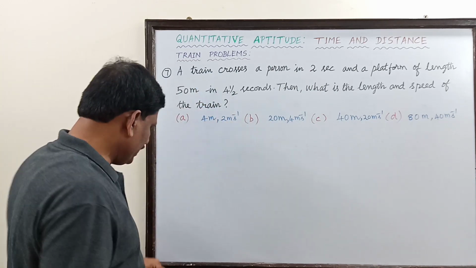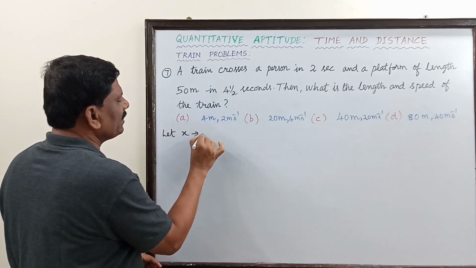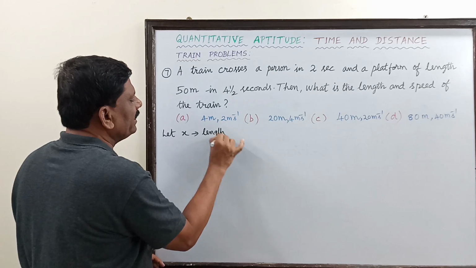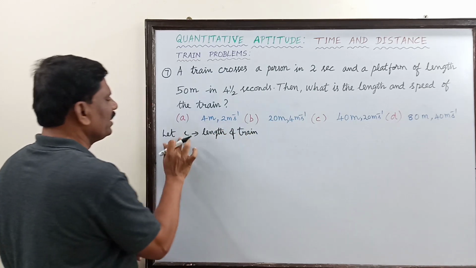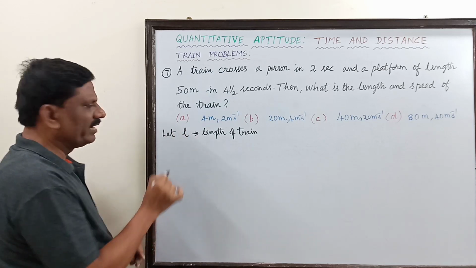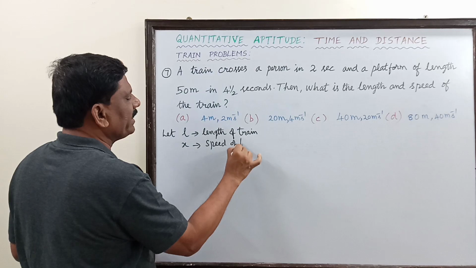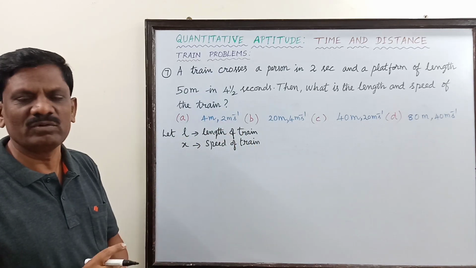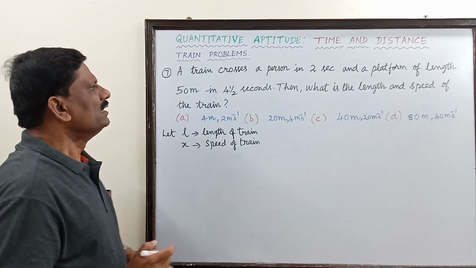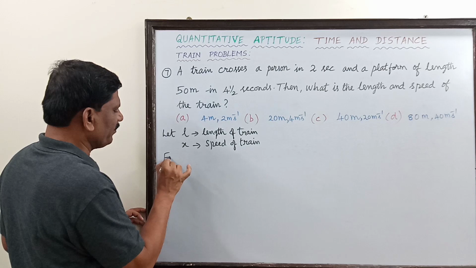Okay. So I will write first: let x be the length of the train. Or as usual I will take L as the length of the train and x as its speed. So the speed of the train I have taken as x and L is the length of the train. Both we have to find out. Now I will form two equations. First one is for the person.